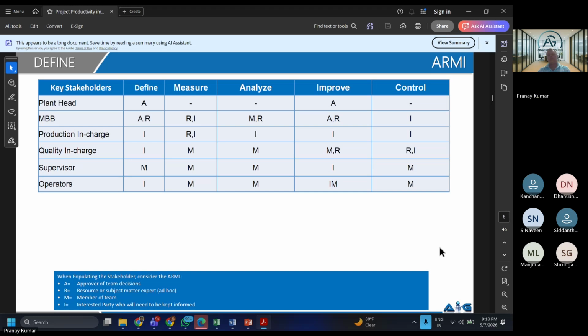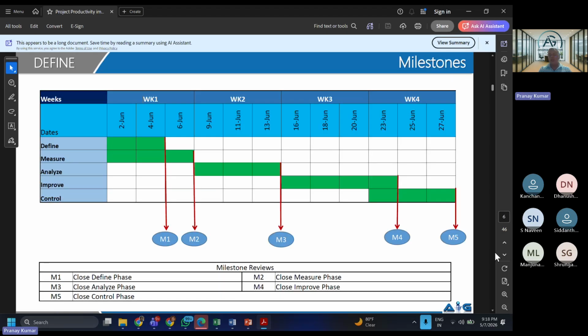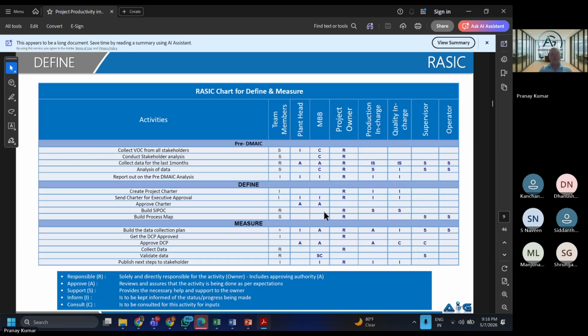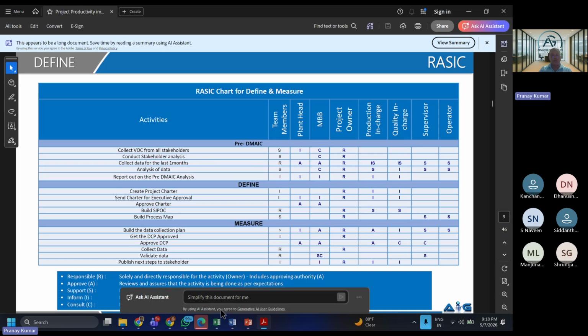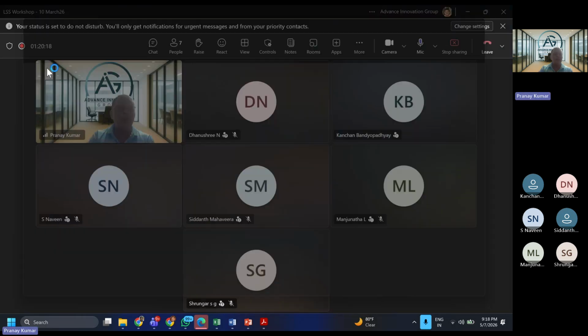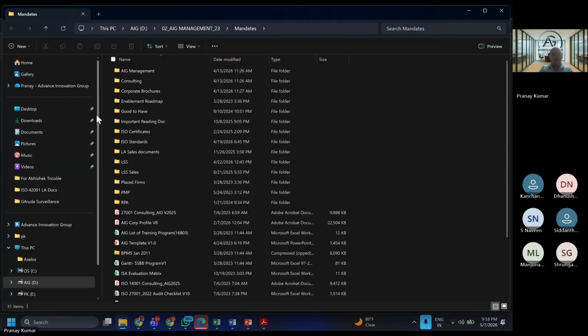RASIC. So collect the voice from stakeholders: responsibility, the project owner; support and consult from the MBB; inform the plant head; conduct stakeholder analysis, again project owner. I wanted to show you something. It is already there in your project template. I use this extensively. Let me show you.